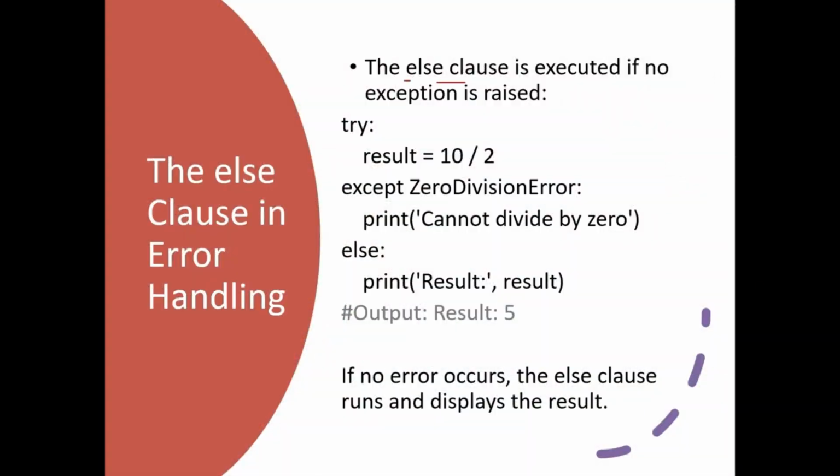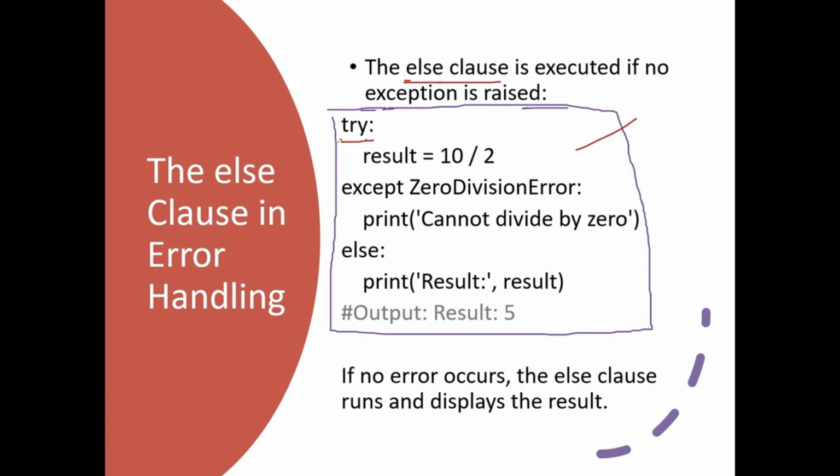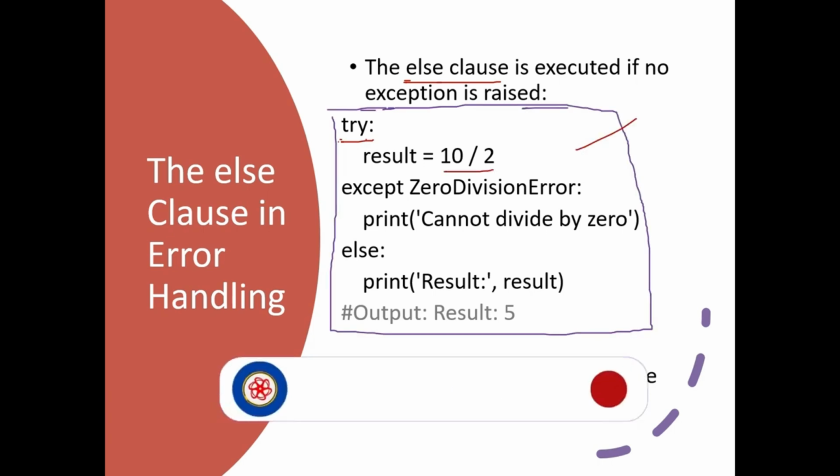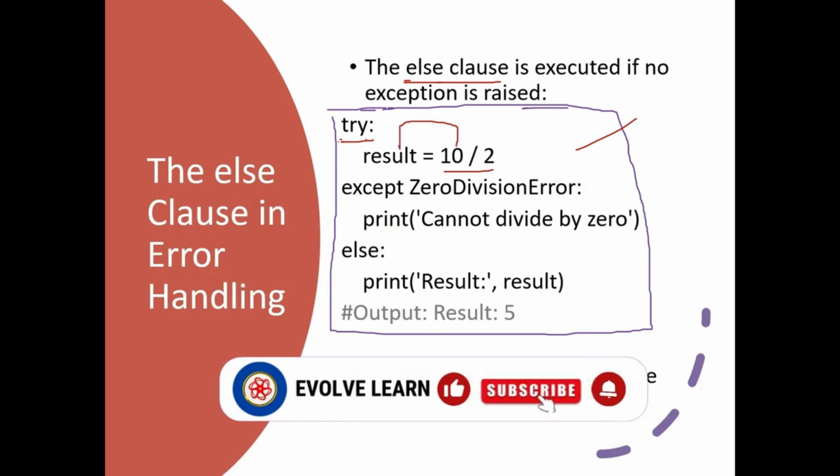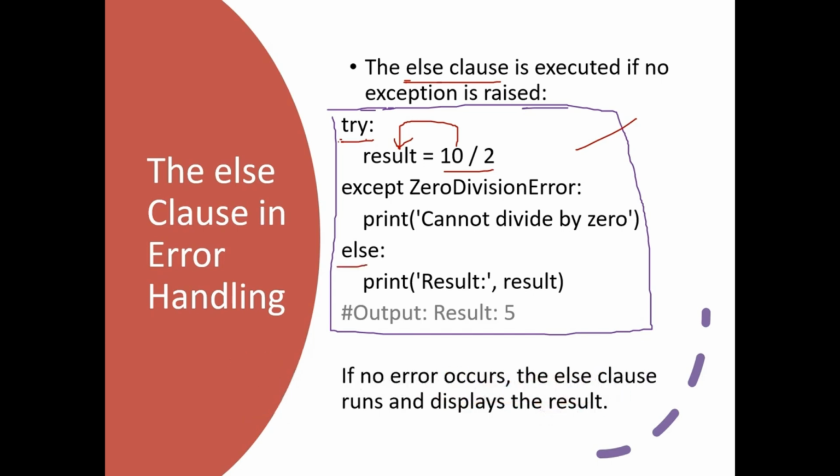The else clause is executed if no exceptions are raised in the try block. Coming to this example, in the try block we are performing division and assigning it to the result. As this division will not raise any exception, this else clause gets executed and displays the result, that is 5.